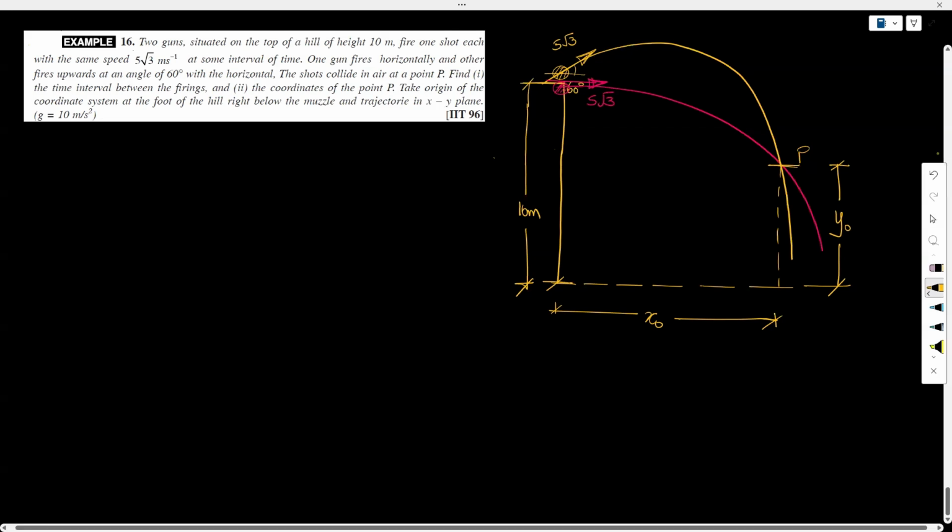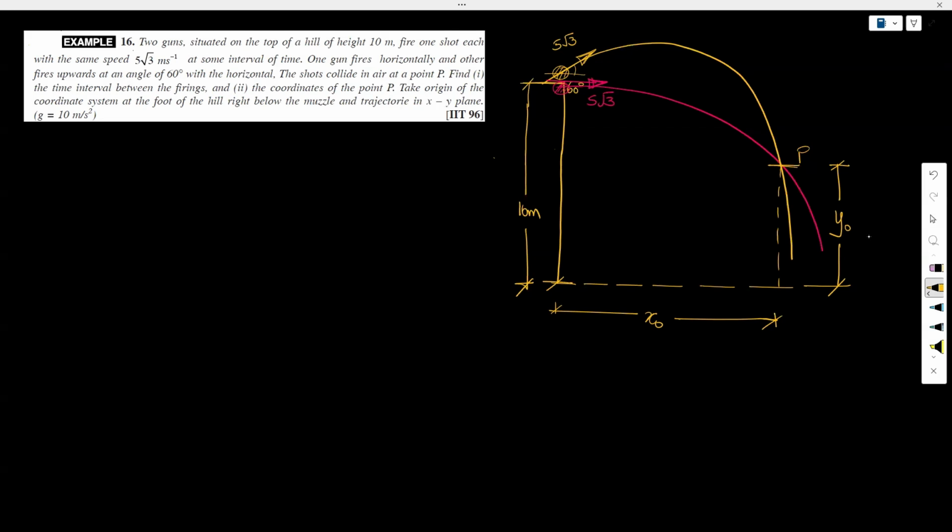So for the yellow one, let's say the horizontal projection is this, right? So this 5 root 3 cos 60 is going to be the horizontal component of the velocity. So 5 root 3 cos 60 is going to be 4.3 meters per second. And that is going to travel a distance of x naught.